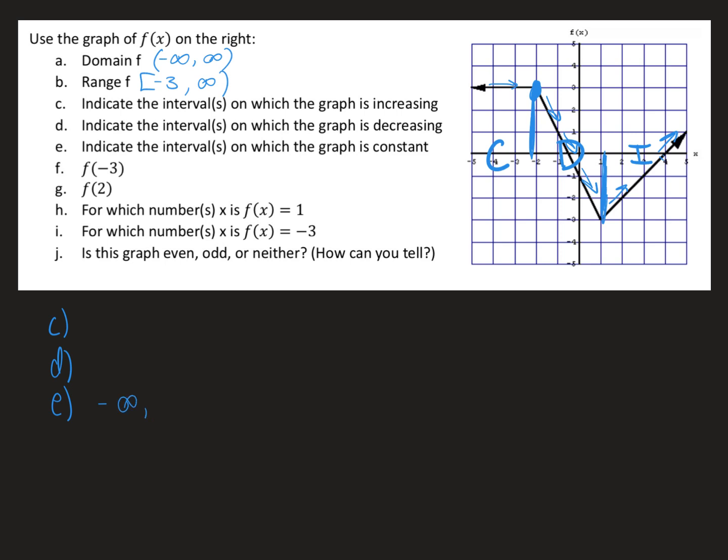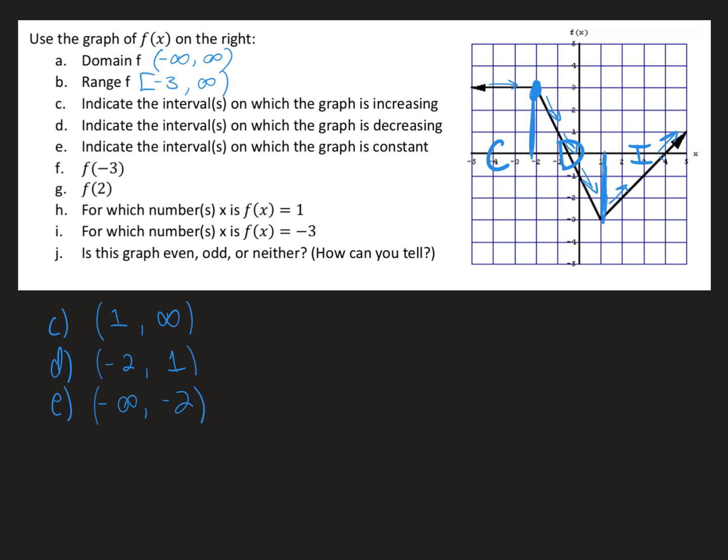So for constant, that was part E. It goes from -infinity to -2. From there, the decreasing, which is part D, runs from -2 to +1. And then from there, it runs increasing from 1 to infinity. Now, I've not put any grouping symbols around these because I teach that when you're finding intervals for increasing, decreasing, constant, I always use parentheses.